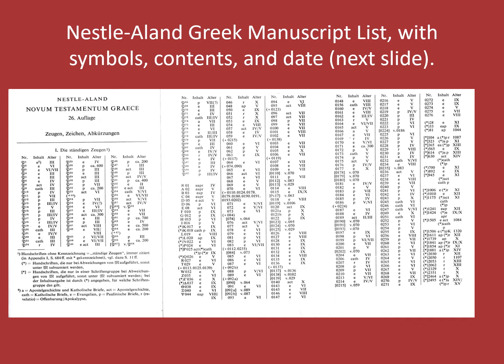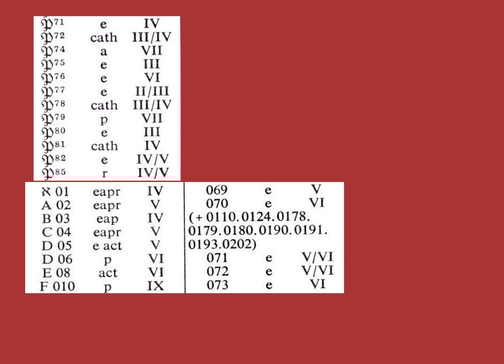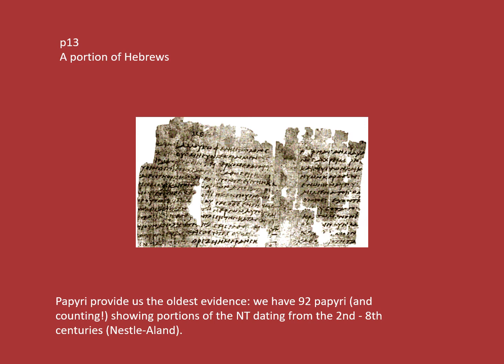You do need to be able to establish the date of manuscripts because obviously the earlier, the better. The closer we are to the original writing, the better in our evidence. Here's just a closer look at some of that information we just went over. Now here's P13 with a portion of Hebrews. Papyri provide us the oldest evidence. We have 92 papyri and counting, showing portions of the New Testament dating from the 2nd to the 8th centuries.